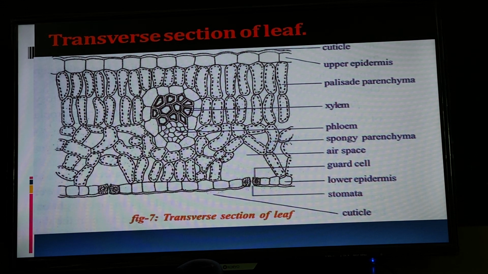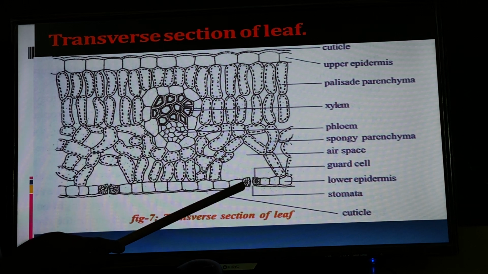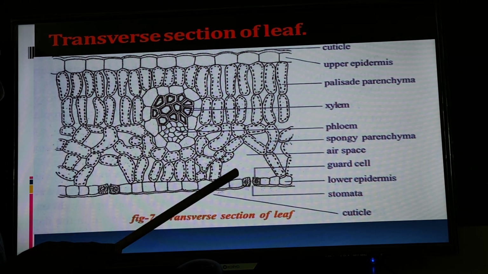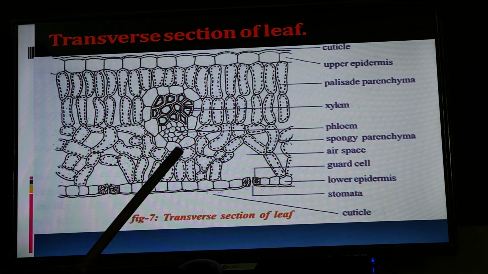And in the process of respiration, plants take oxygen and release carbon dioxide. This also takes place through stomata. Stomata are surrounded by two cells here. See here, the dark shaded portion. These two are called guard cells. Do you know what is the shape of a guard cell? It is kidney shaped or bean shaped. These guard cells give protection to the stomata.